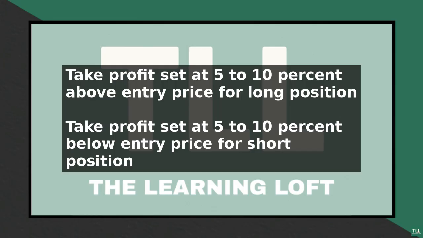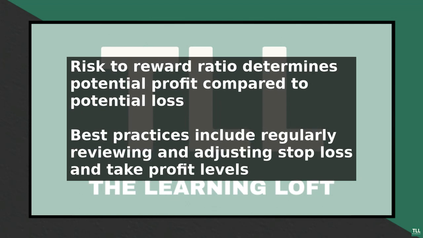It's also important to consider the concept of risk to reward ratio when setting your stop loss and take profit levels. This ratio determines the potential profit of a trade compared to its potential loss. A good risk to reward ratio is 1 to 2, meaning that for every dollar you risk, you aim to earn $2.